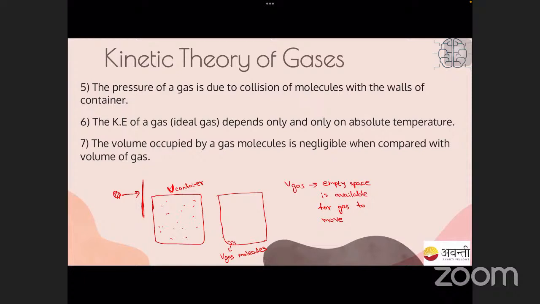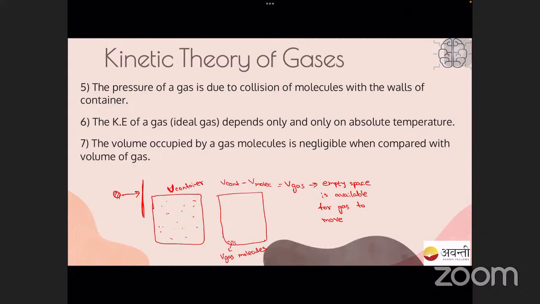Yes or no? V gas molecules. Now, this is equal to V container minus V molecules, right? Now, if you see, this volume of the molecules is very small, so we will be neglecting it. That is what the sentence is saying: the volume occupied by gas molecules is negligible when compared with the volume of gas, nothing but volume of container.